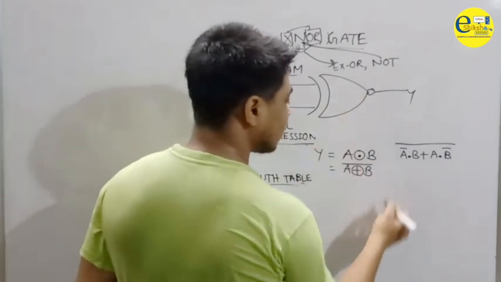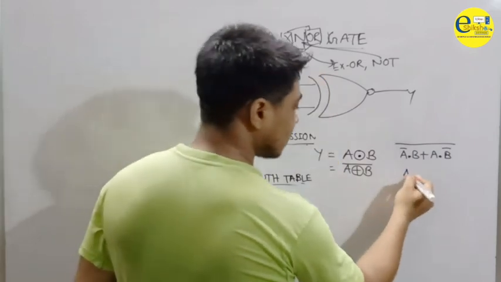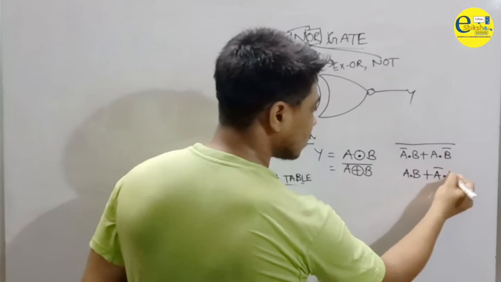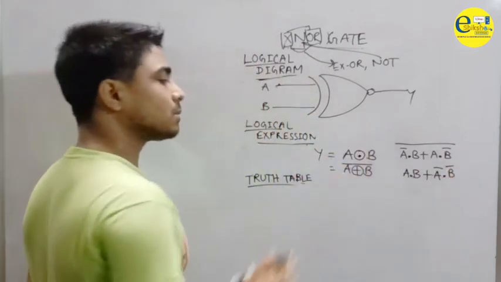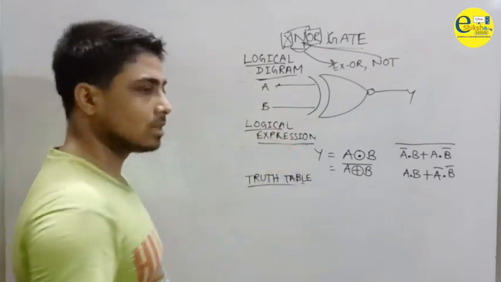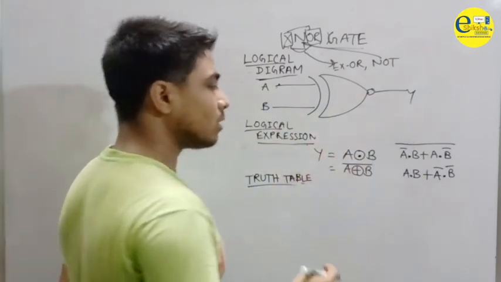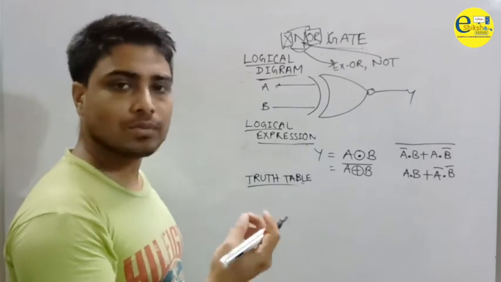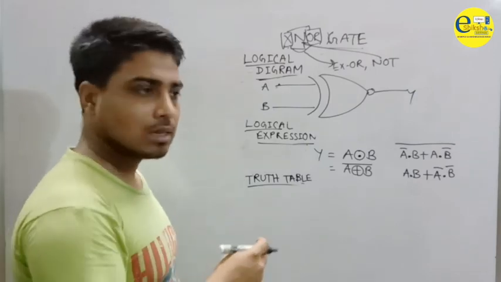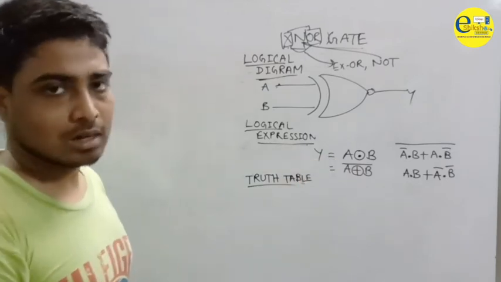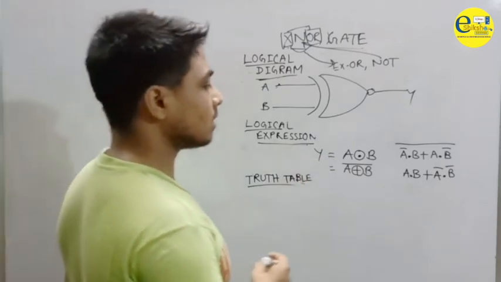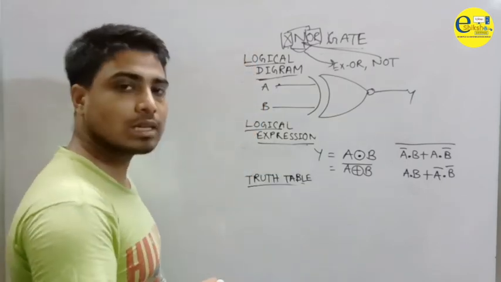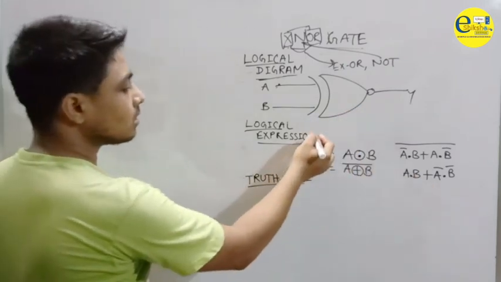Another expression of the exclusive NOR gate can also be written as A dot B plus A bar dot B bar. All these expressions represent the same gate. Why am I telling you these expressions? Because they can be useful while you simplify logic gates or logical circuits. In that case, you may require these expressions. In a competitive exam or any school examination, you may be asked to draw the logical diagram of this gate. It simply represents the XNOR gate.